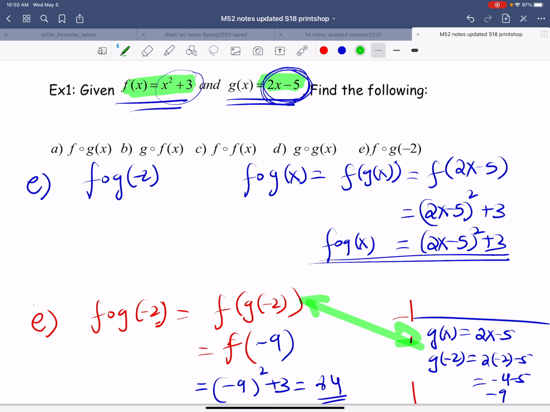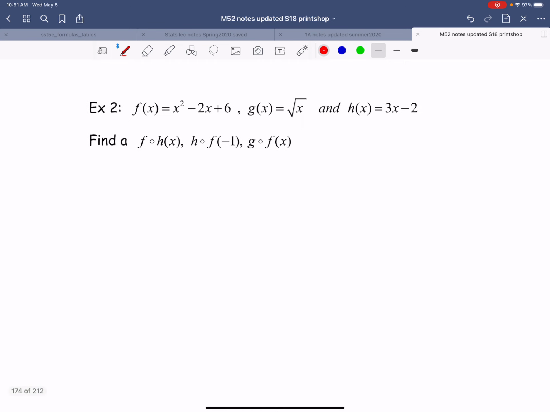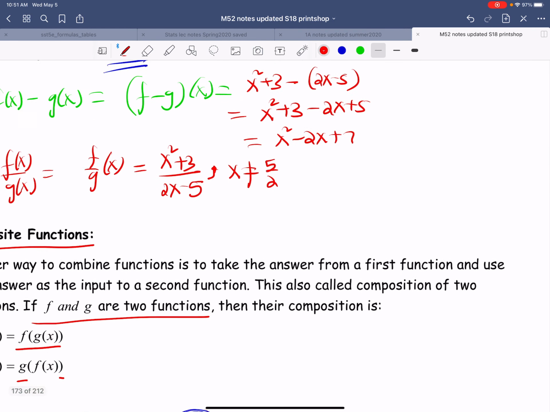Now, I don't need to find f of g of x, but I need to find f of g of negative 2, right? So I'm going to replace the x by negative 2. Let me rewrite it. It's a little messy. So replace the x by negative 2 in this function: 2 times negative 2 minus 5 squared plus 3, which turns out to be negative 4 minus 5 is negative 9 squared plus 3, which turns out to be 84 again. So either way, it is correct. Okay, that's all for function composition.